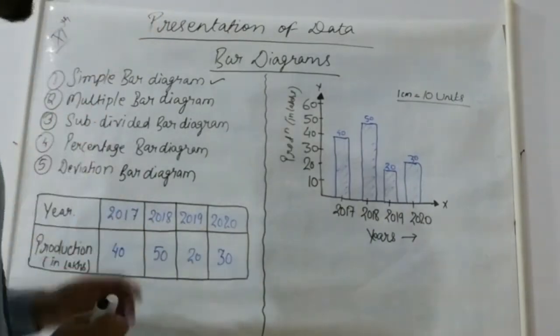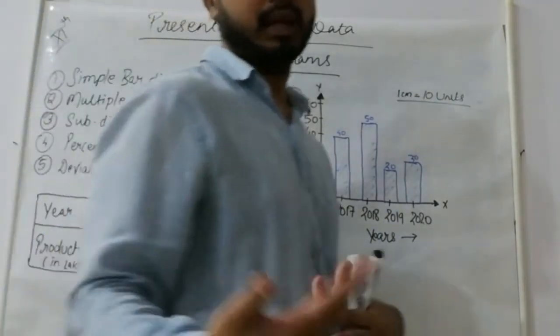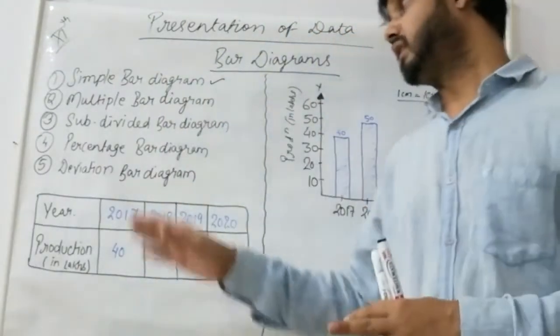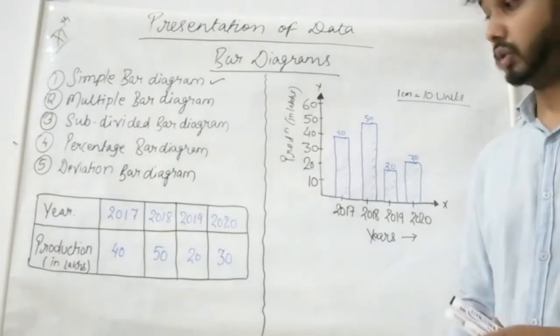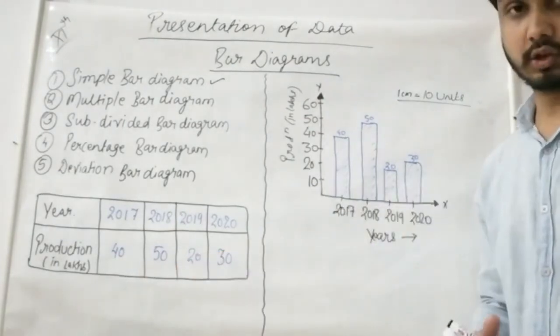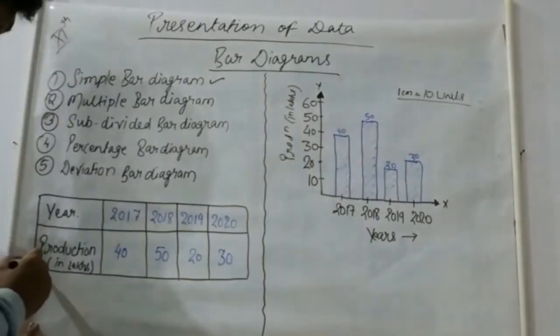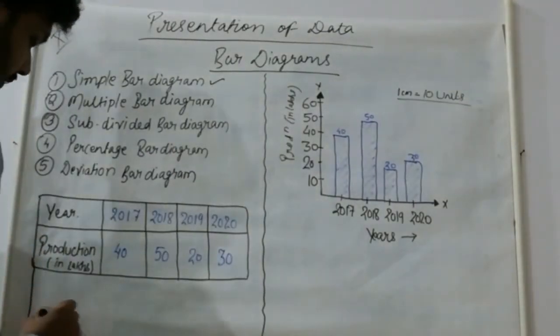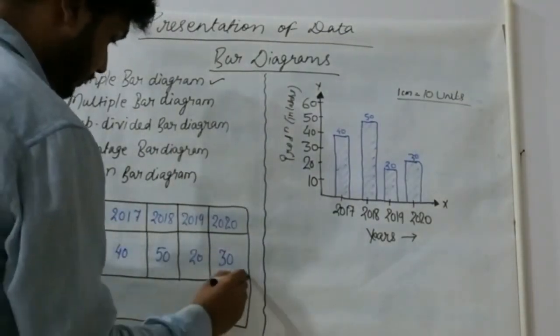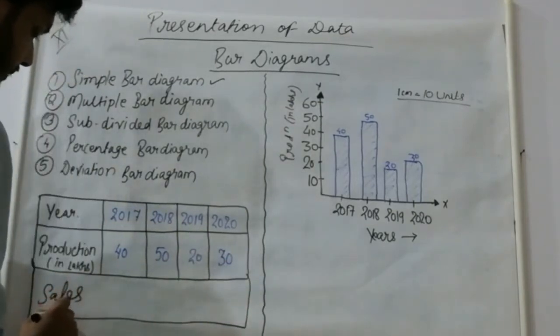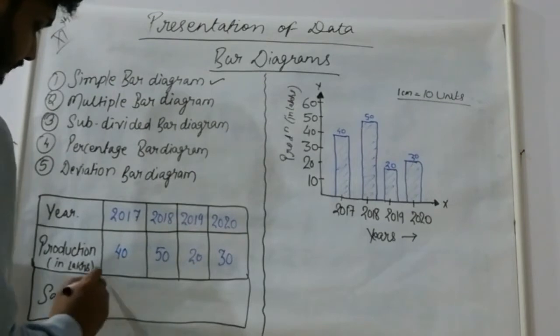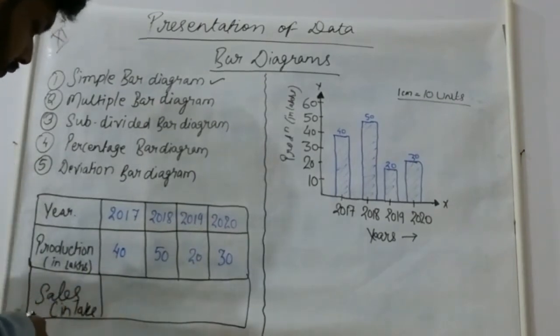Now moving to the next one, that is the multiple bar diagram. For a multiple bar diagram, we should have multiple information also. Here we are having one information only. But if we have another piece of information, for example, along with this, sales is also given. Sales in lakhs. So how will we do it?